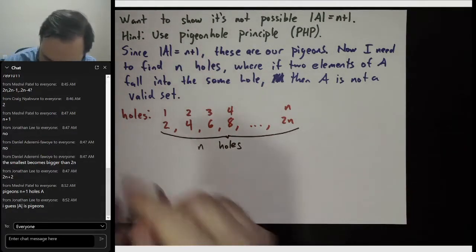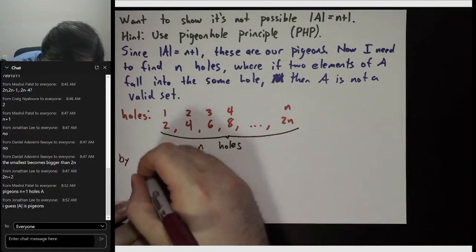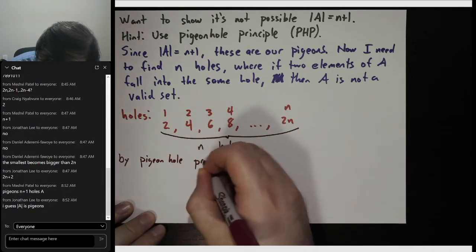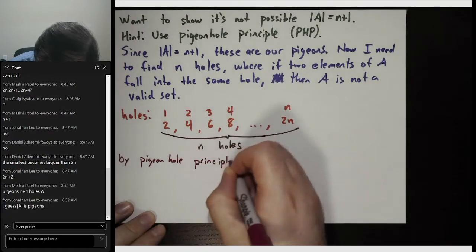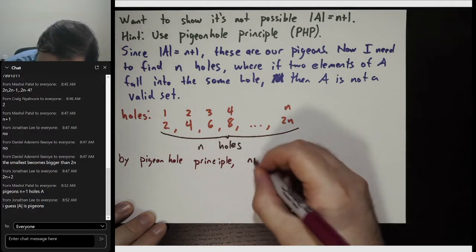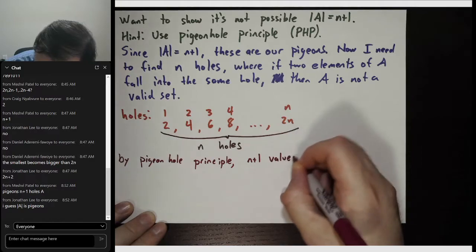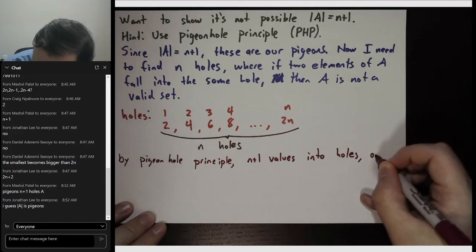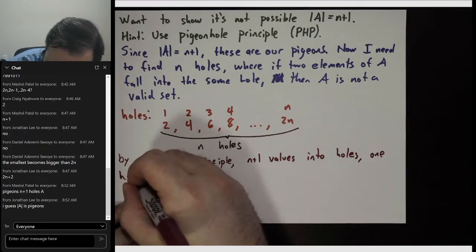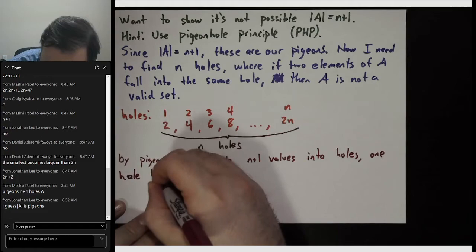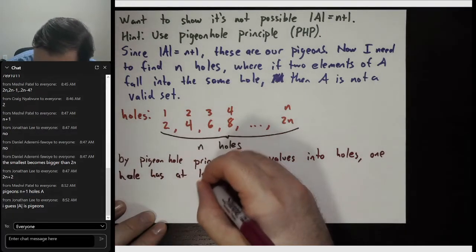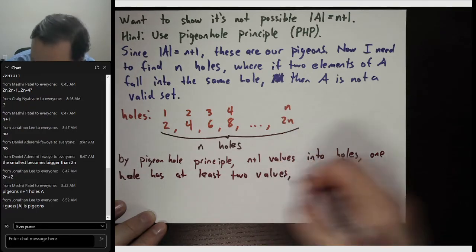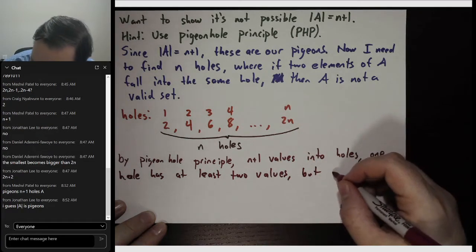So, by pigeonhole principle, n plus 1 values into n holes. One hole has at least two values. But then A is not a valid set.